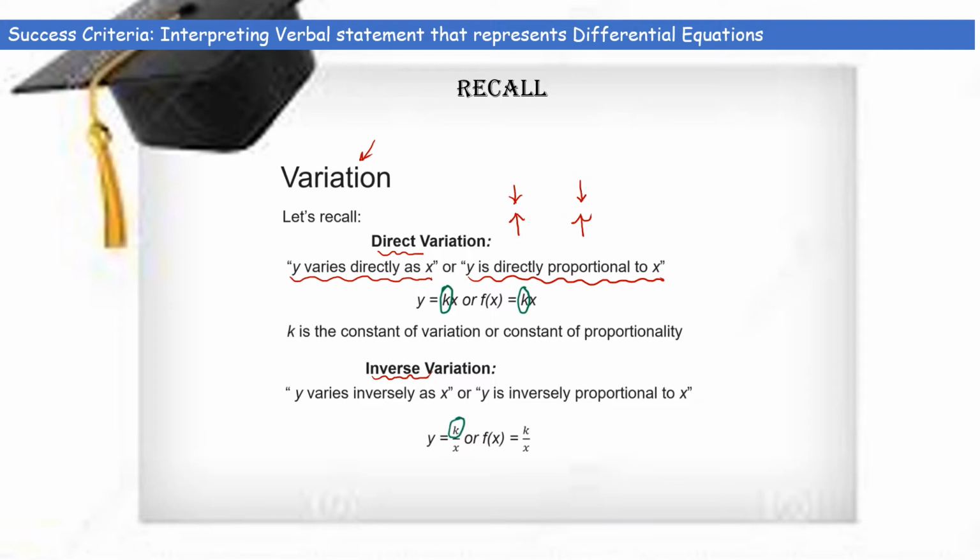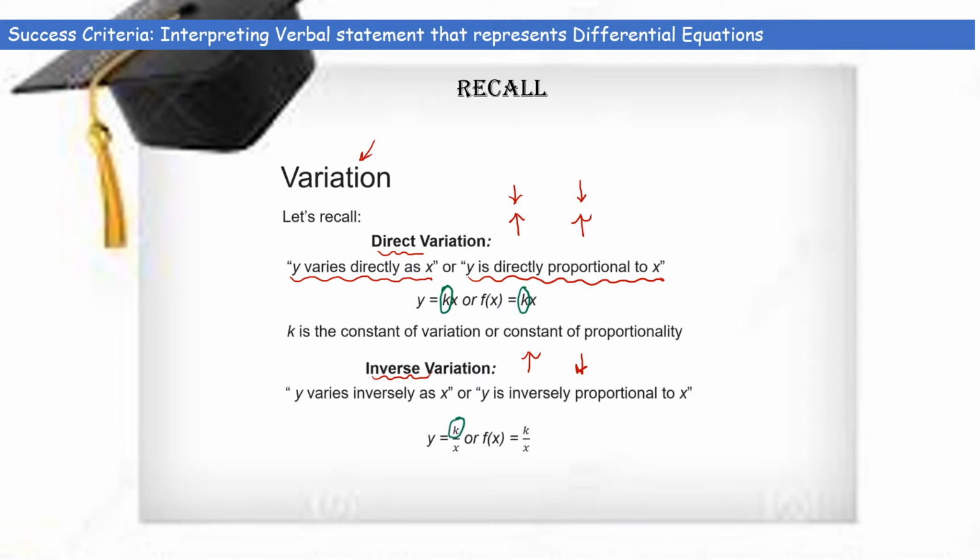Now, what about inverse variation? Inverse variation, as from the name, it is very obvious that they are the reciprocals of each other, which means if one variable is increasing, the other is decreasing, or vice versa.